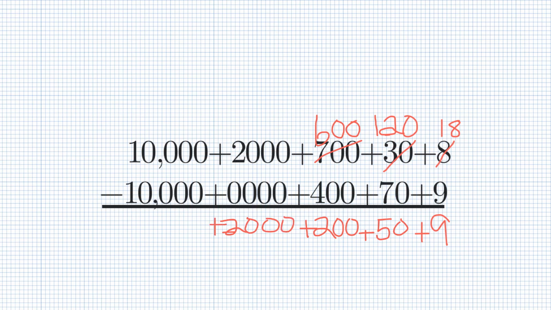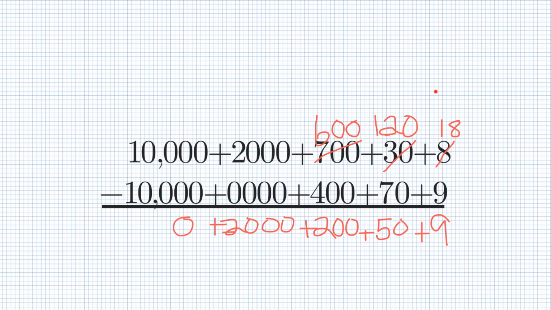And the kids will say, I'm leaving out the commas. Yes, I know. And 10,000 minus 10,000 is nothing. Now, it's not necessary that I write that 0 in, but just to show, 10,000 minus 10,000 is 0. All right, now we have our expanded form answer of 2,259.